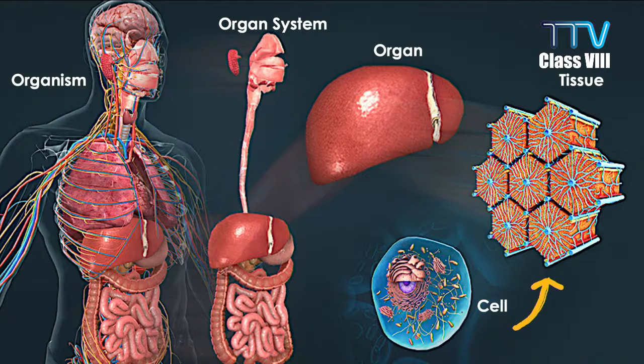Cell group of similar cell performing same kind of function forms the tissue, and tissue, a group of similar kind of tissue, will give us organ, and a group of organ forms the organ system, and finally these different organ system put together give us the whole individual. That's the organism. So that's the hierarchy of living organism.